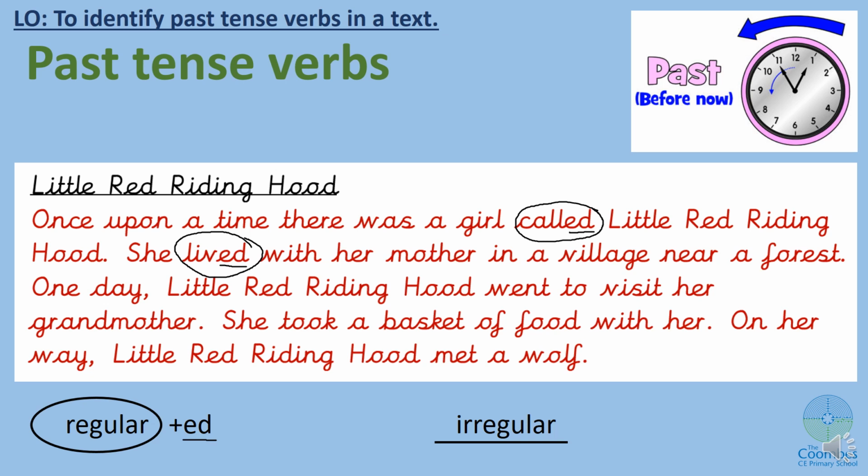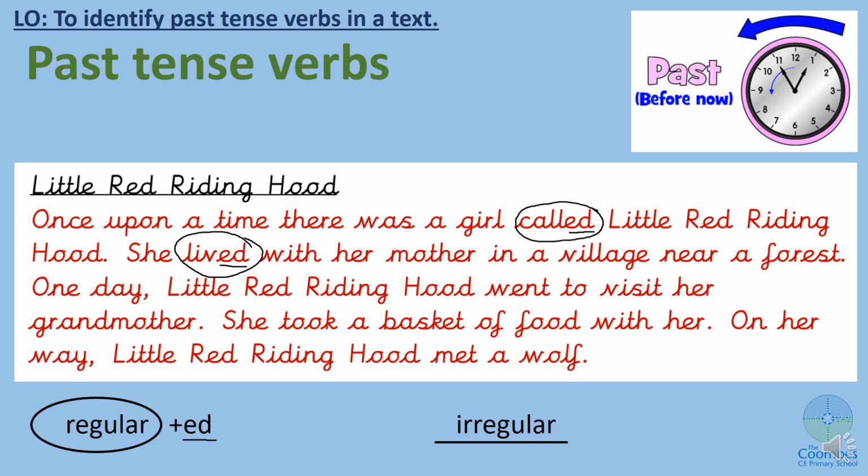One day, Little Red Riding Hood went to visit her grandmother. She took a basket of food with her. On her way, Little Red Riding Hood met a wolf. Okay, so I have found all of the regular past tense verbs, and there was just two of them there.